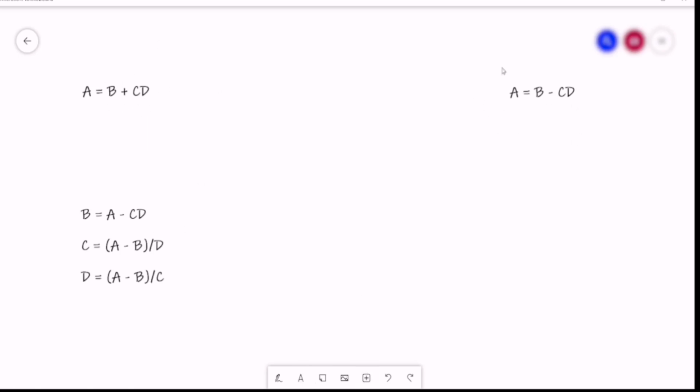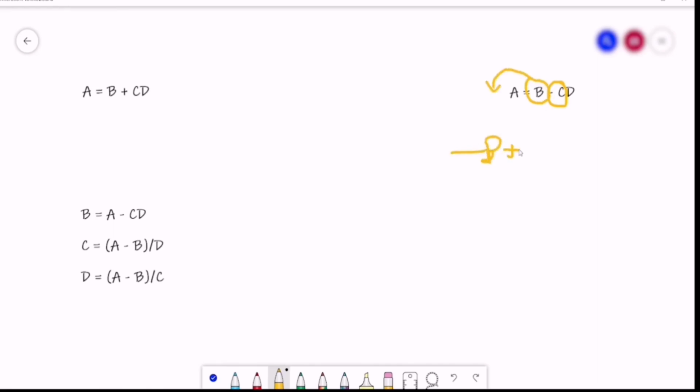Now let's move on to the negative counterpart of this formula, which is A is equal to B minus CD. So how about if C is missing in this type of formula? We're going to make this one first to solve. So whenever C is missing, same thing, like how we get these two formulas. So we have to just move B first towards the left side of the formula, causing it to become negative.